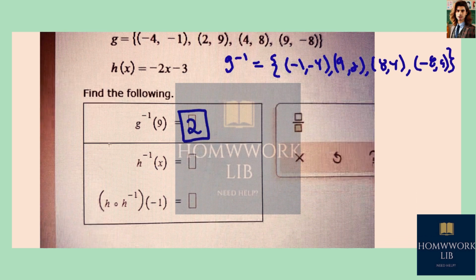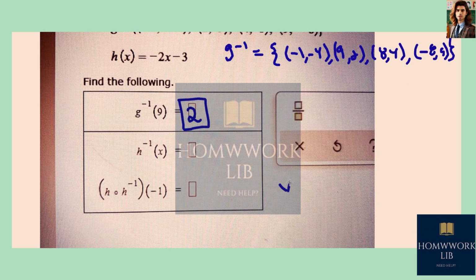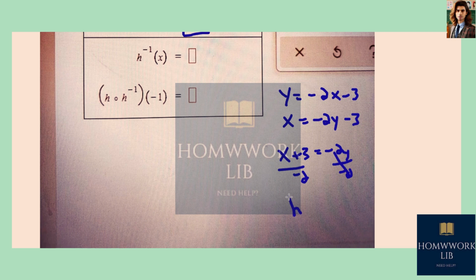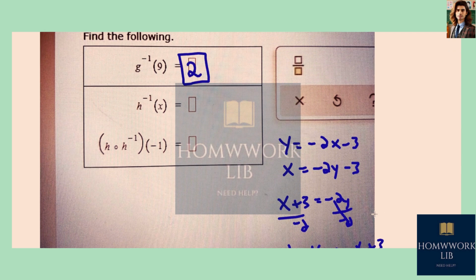H inverse of x. Think of h of x as y. So y equals -2x minus 3. Then interchange x and y and solve for y. Add 3 to both sides, and then divide by -2. That is your inverse function. H inverse would be equal to (x plus 3) divided by -2. You may need to float that negative out front, okay, like this. I'm not sure if that's going to be required in this or not.